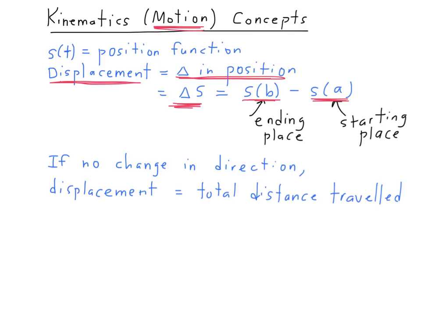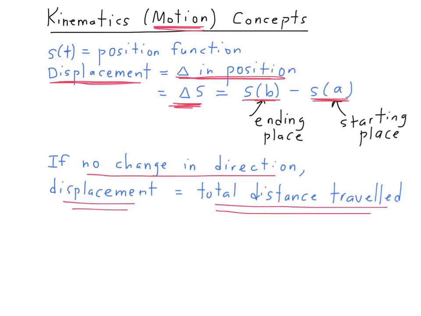Now, if a particle does not change direction, then we say that the displacement is going to be the same as your total distance traveled. So your change in position, where you ended minus where you started, that would be the same as your total distance traveled if there's no change in direction.